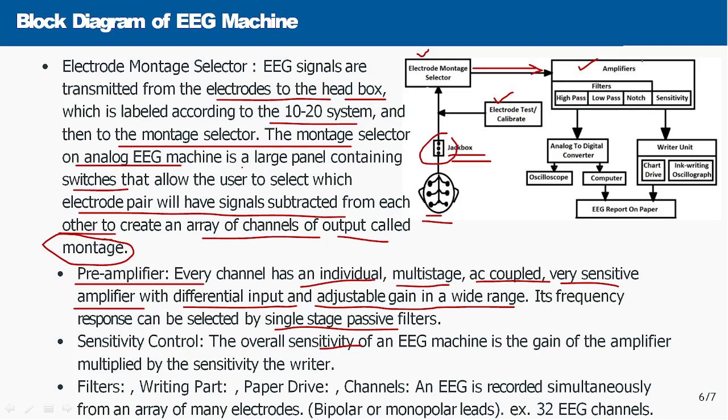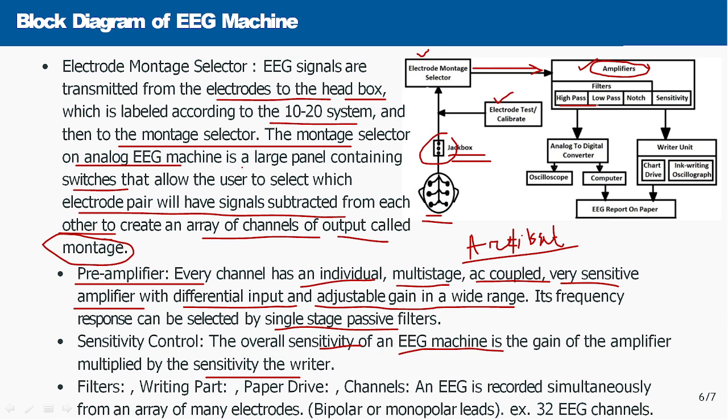After this amplification process, the overall sensitivity of an EEG machine is the gain of the amplifier multiplied by the sensitivity of the writer. Once the signal has been captured and pre-amplified, it may contain some artifacts. As we know, artifacts means noises in the signal. Those noises have to be filtered out.